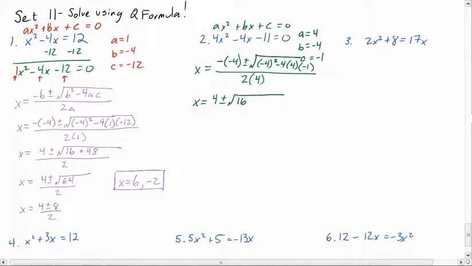Negative 4 times 4 is negative 16. Negative 16 times negative 1 is positive 16, all over 2 times 4, which is 8. So x equals 4 plus or minus the square root of 32 over 8. At this point I'm going to simplify 32.